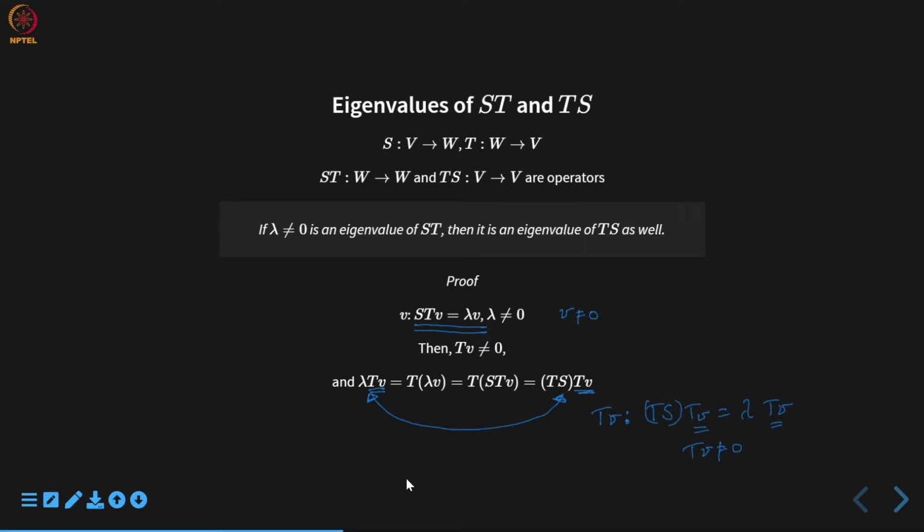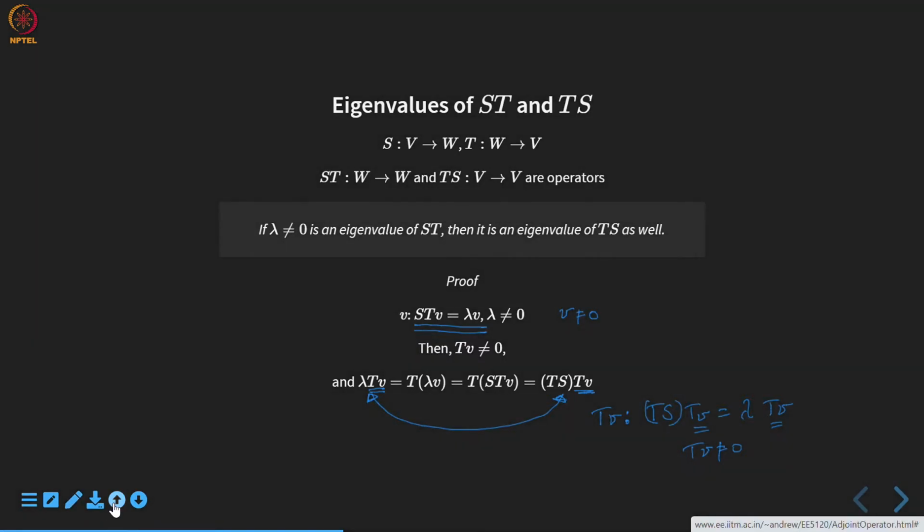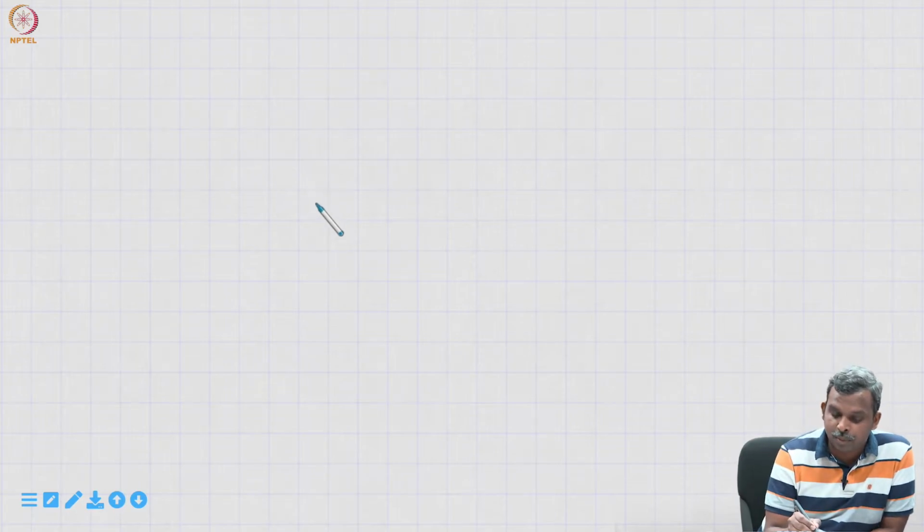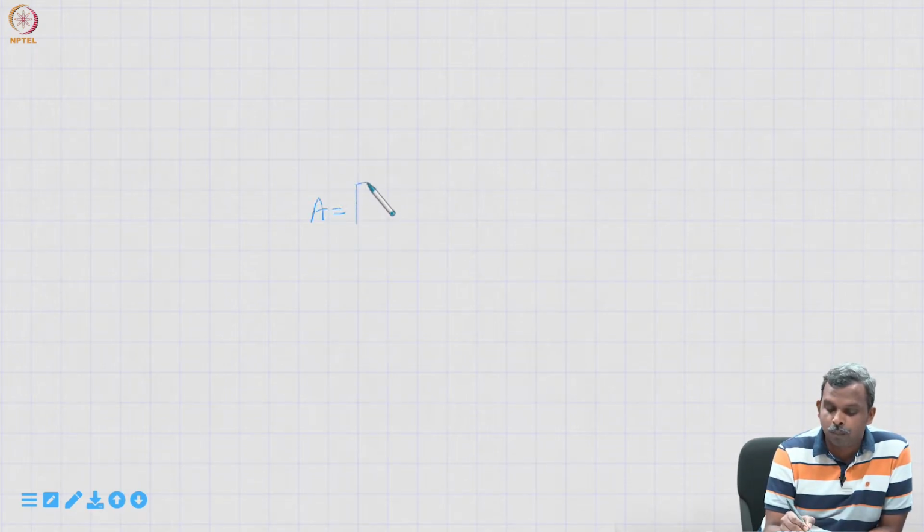I have shown one non-zero eigenvalue is also present here. Can the multiplicities be different? Can the algebraic multiplicities be different? Can the geometric multiplicities be different? It seems possible, right? So, let me show you one example here. Supposing you take A and B as 2 by 2 matrices.